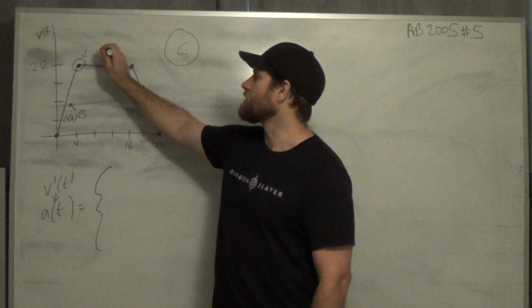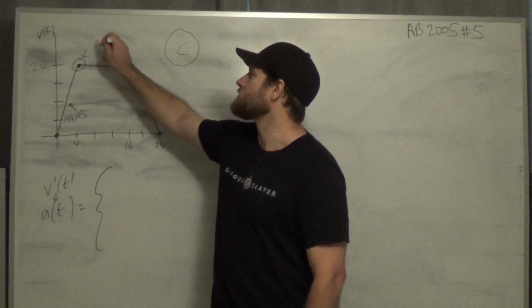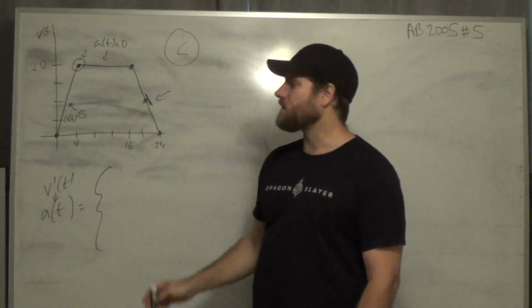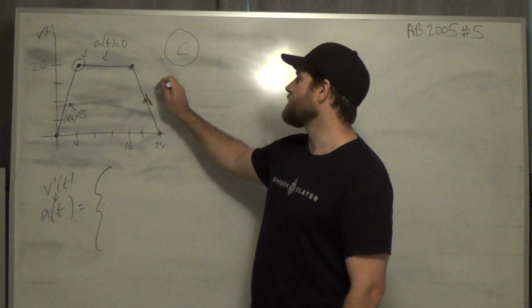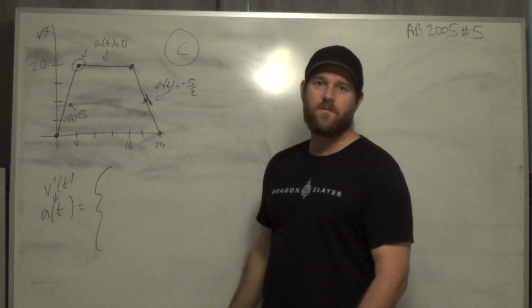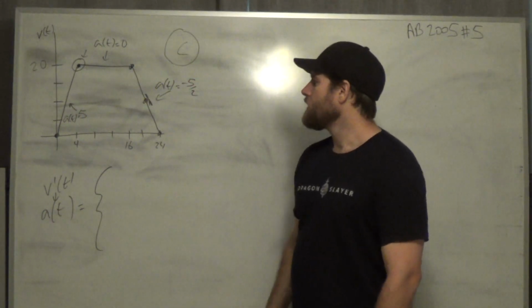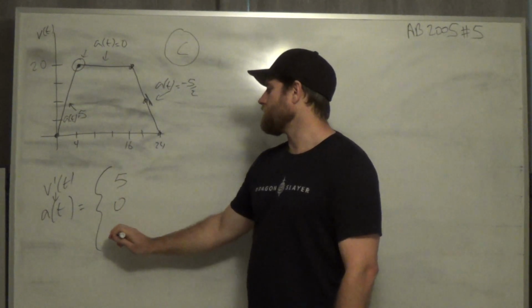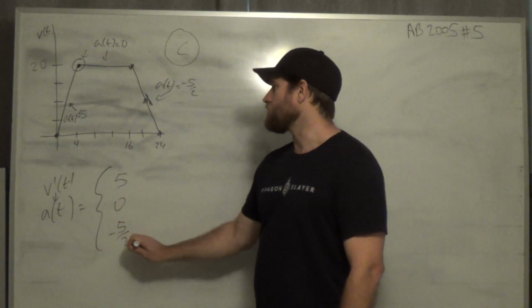Here the slope is 0, so for this time frame the slope is 0. And then here we found the slope just a second ago. The slope we said was negative 20 over 8, which I'm going to simplify to negative 5 over 2. So my slopes were 5, followed by 0, followed by negative 5 over 2.